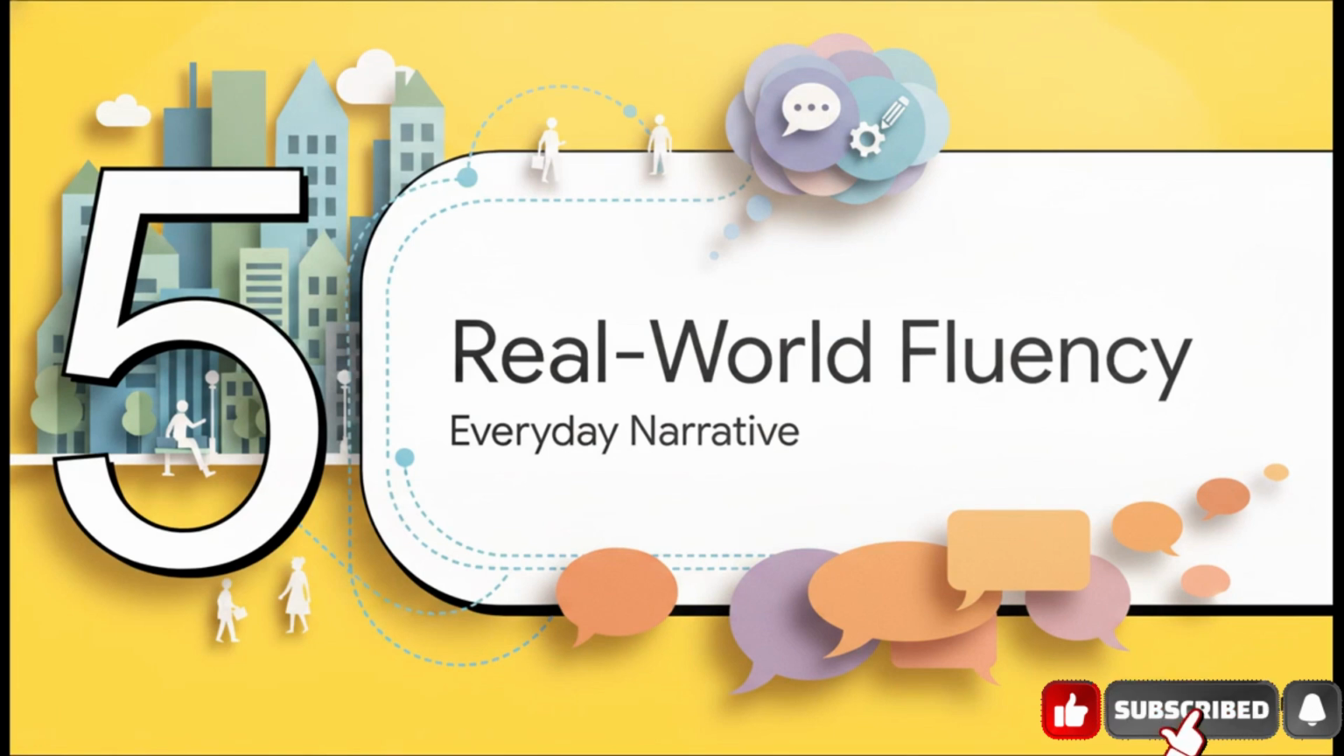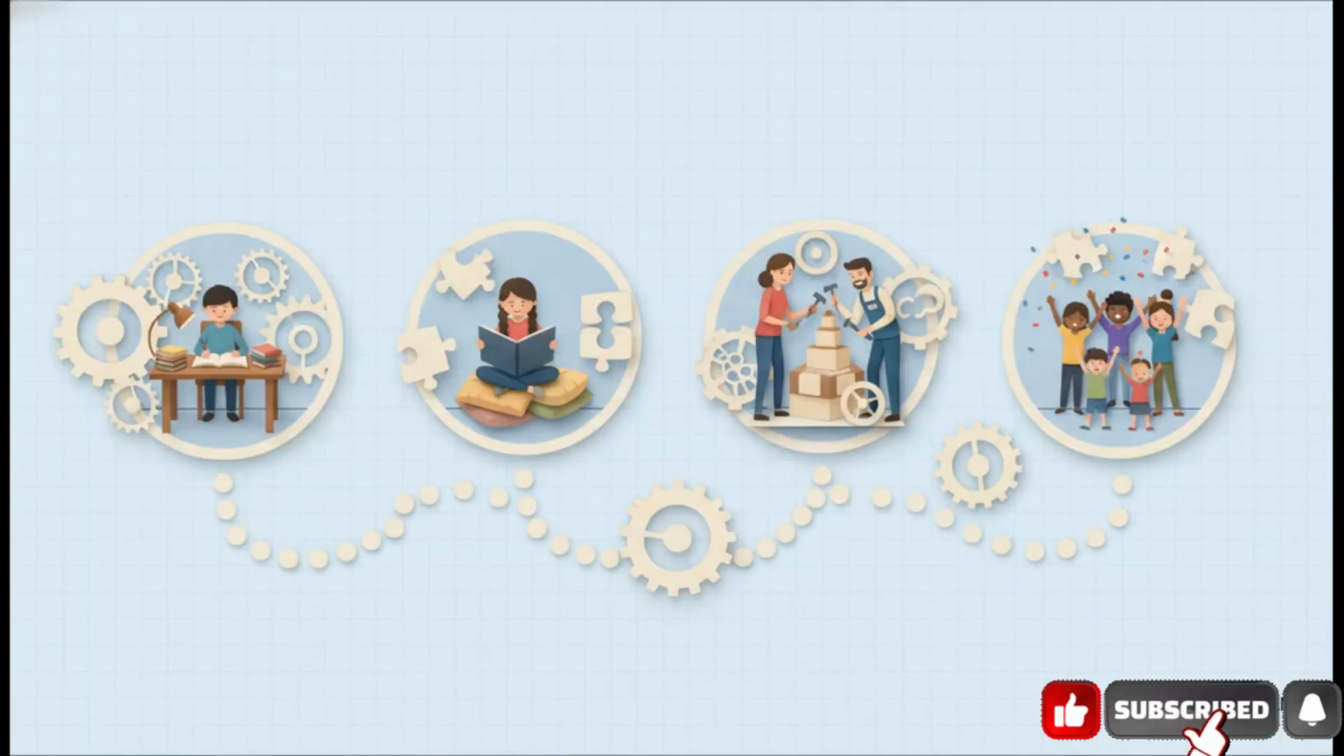And finally, section 5, real-world fluency. Look, it's one thing to know the rules, but let's look at how perfectly matching subjects and verbs creates a seamless everyday narrative. Check this out. Ali is a student. He studies English. Singular subject, singular verbs. His sister likes reading books. Sister is singular, so we have likes.